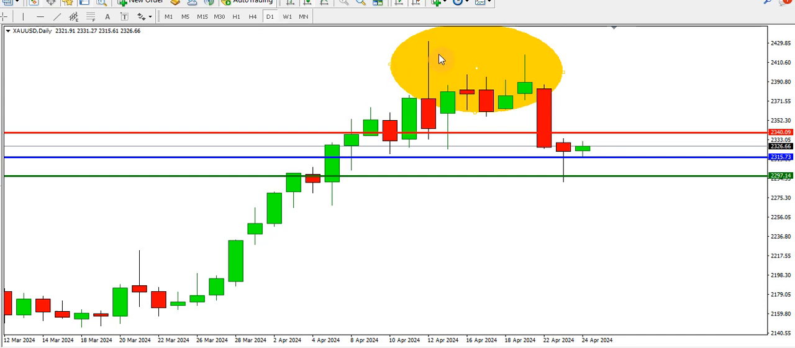We have the first top, the second top, and we have the break of the neckline around here. Price is currently testing that level. We might see it go above there a bit, then drop. All right. But for now, this particular order block is being respected.